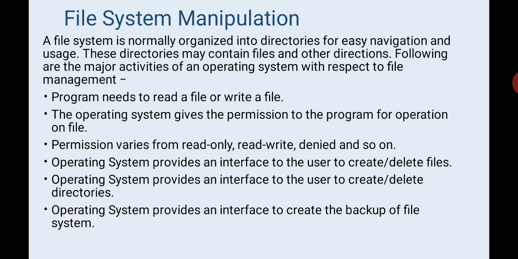Clear? So next is the file system manipulation. The file system is normally organized into directories for easy navigation and usage, and these directories contain many subdirectories, right? So the file management is all done by the operating system. When a program needs to read a file or write a file, the operating system gives the permission to the program for any operation that it has to do on the file, and these permissions vary from read only to read or write, or restricting or protecting. So anything has to be done by the operating system.